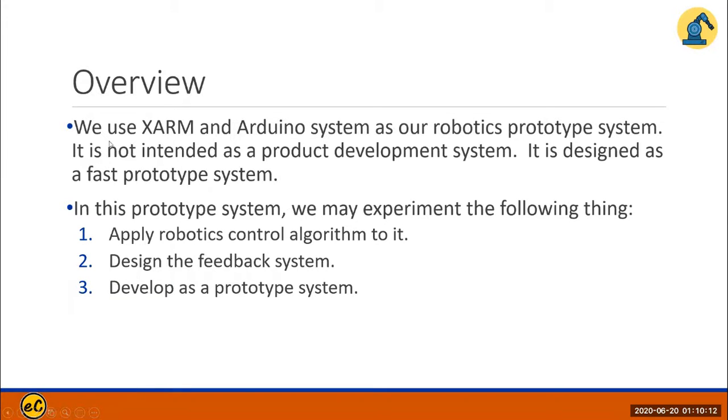Before we go into the development of the robot software, let's look at the prototype system we have. We use X-arm and Arduino system as our robotics prototype system. It is not intended as a product development system. It is designed as a fast prototype system. In this prototype system, we may experiment the following things: apply robotics control algorithm to it, design the feedback system, and develop it as a prototype system.